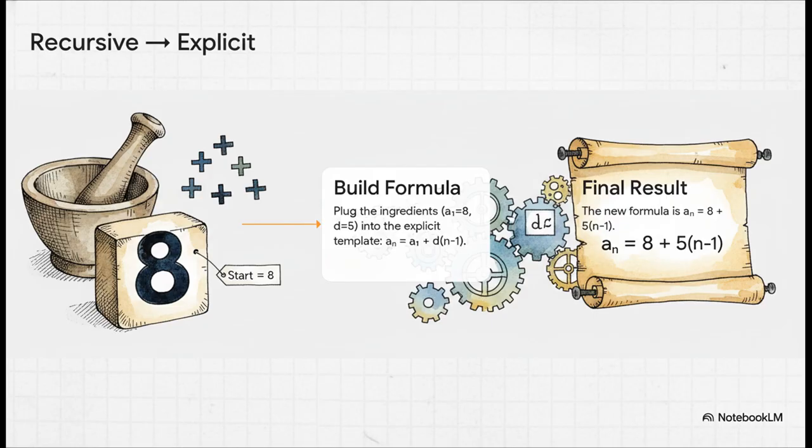Okay, let's start with a recursive formula. We're given a1 equals 8 and the rule an equals an minus 1 plus 5. First step, find the ingredients. Well, the formula just gives them to us. The start, a1, is 8, and the number being added each time is 5, so our difference, d, is 5. Now we just grab our explicit formula template and plug those numbers in, and voila, an equals 8 plus 5(n minus 1). We've just translated our step-by-step directions into a direct address.